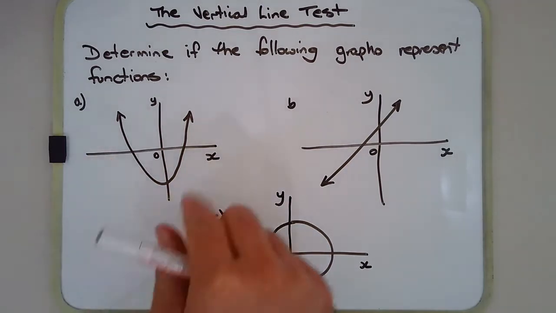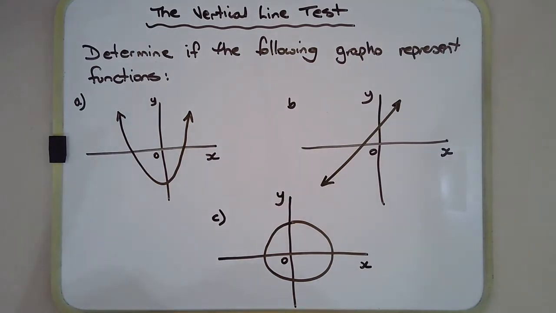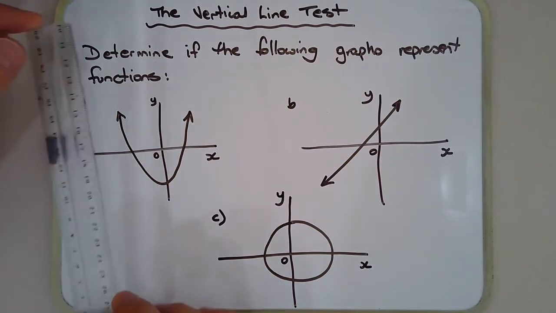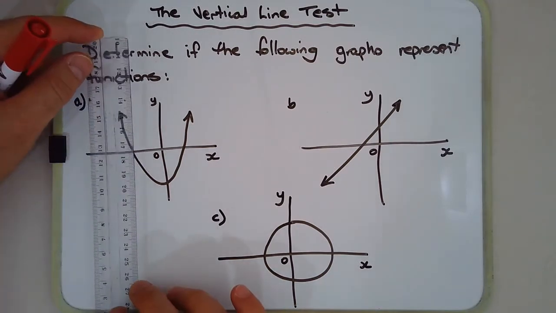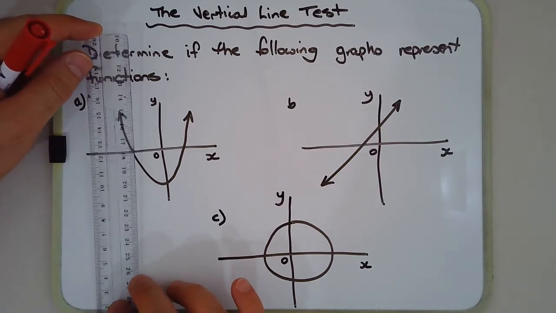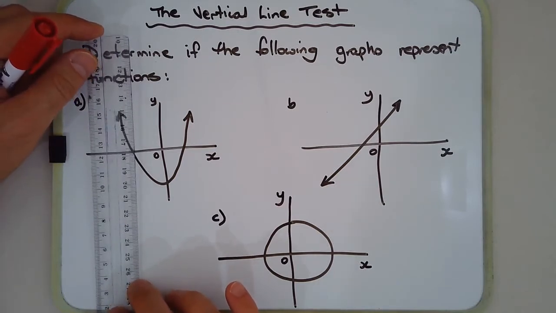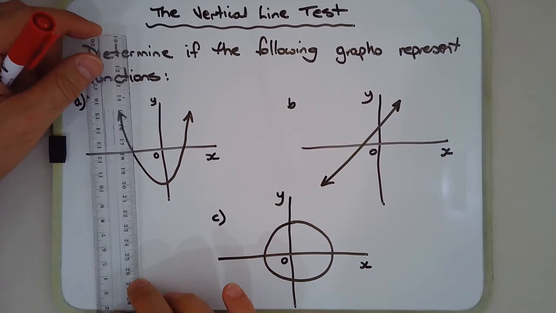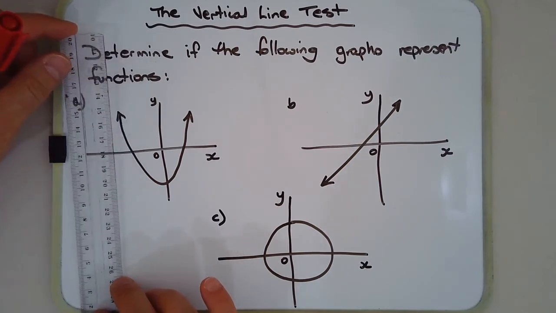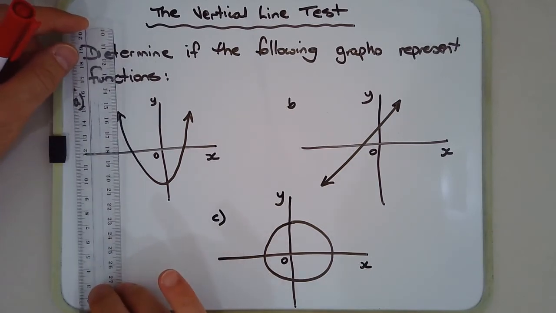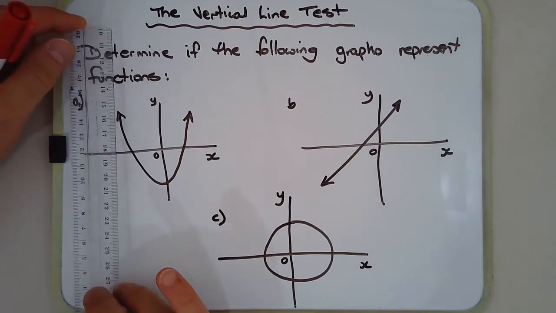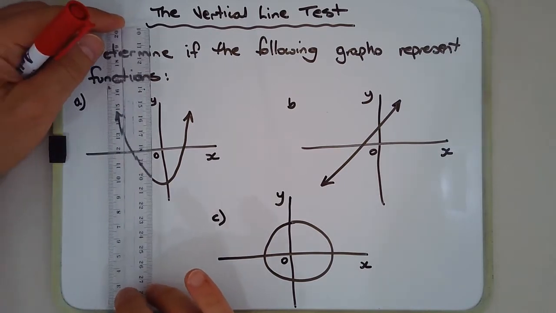Okay, we have what looks like a parabola. Now the vertical line test is actually quite simple and actually quite clever, in fact. Take a vertical line. I'm going to use a ruler here to represent a vertical line. The vertical line has to be parallel with the y-axis, of course, or perpendicular to the x-axis. Sweep the virtual vertical line from left to right.